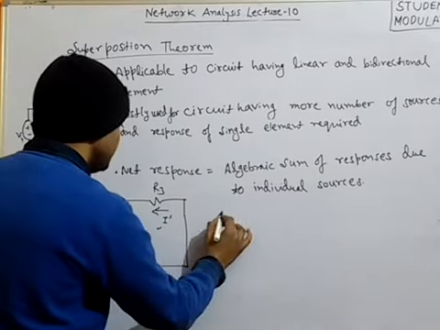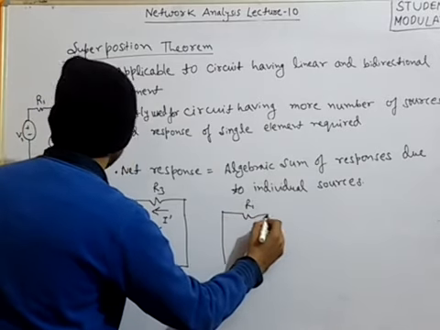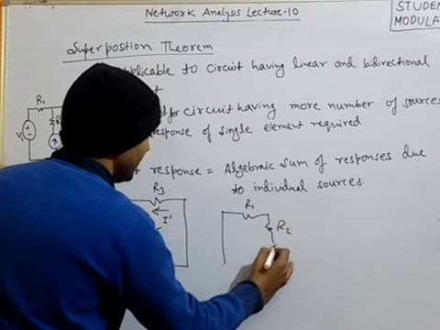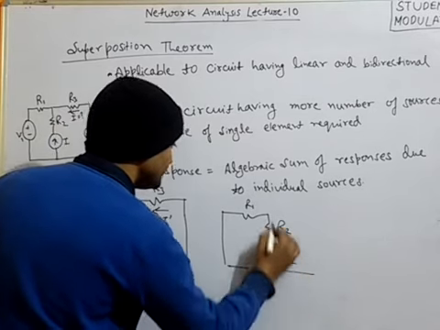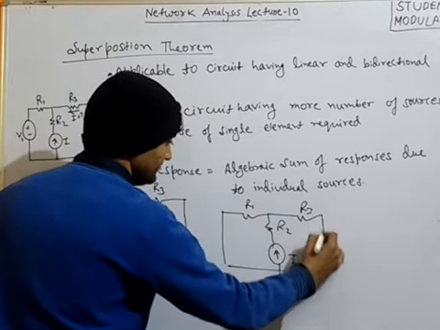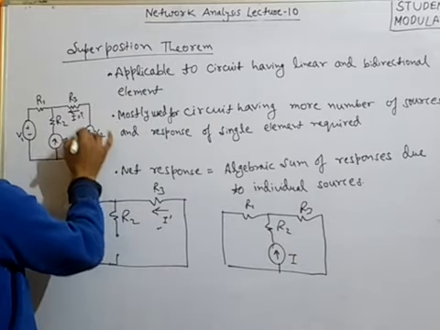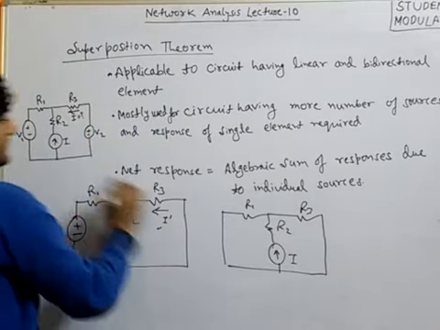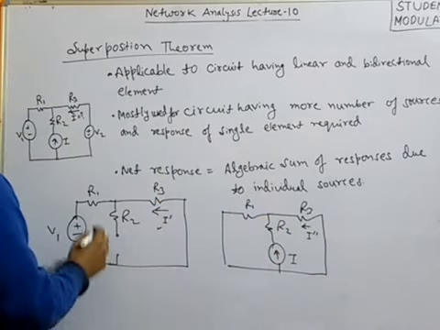Similarly, we will apply I individually and deactivate these two. Deactivating means short circuiting this one with R1 here and R2 here, and only the current source will be active this time. R3 is here, and of course this will be short circuited again, meaning we are deactivating this voltage source as well. So we have the current I double dash.